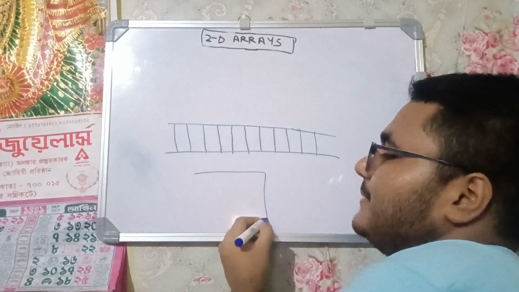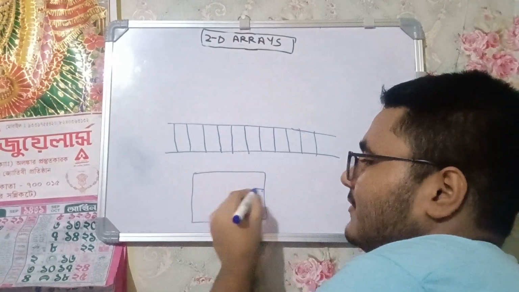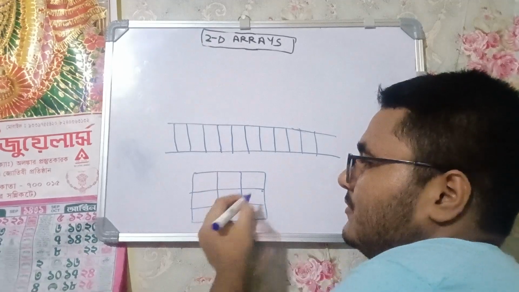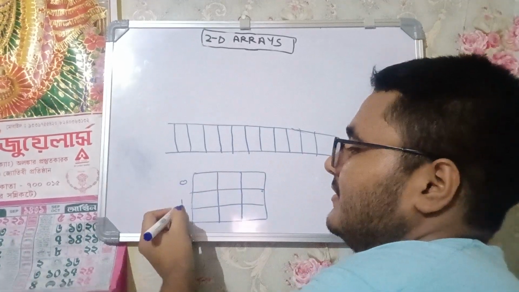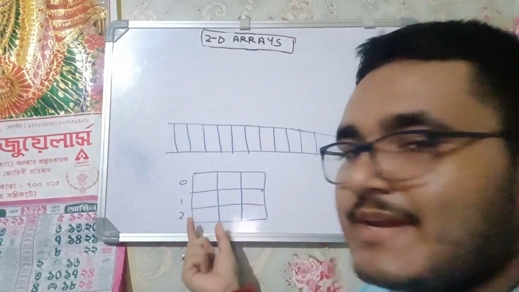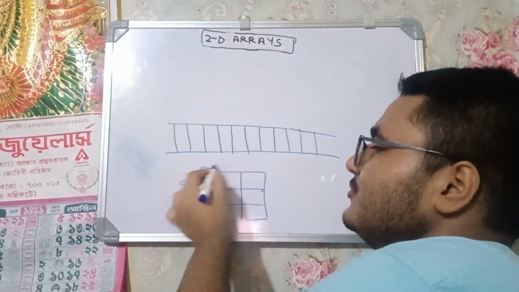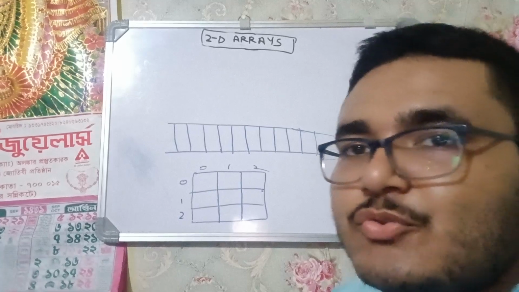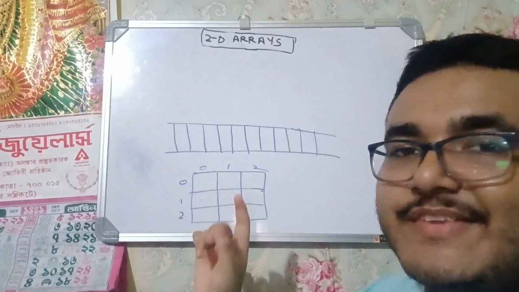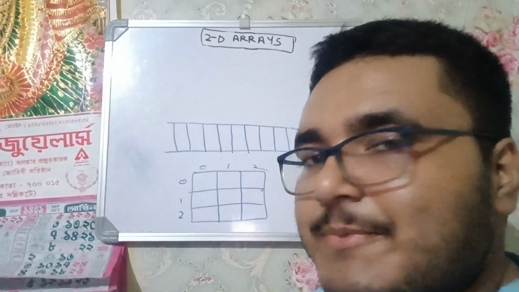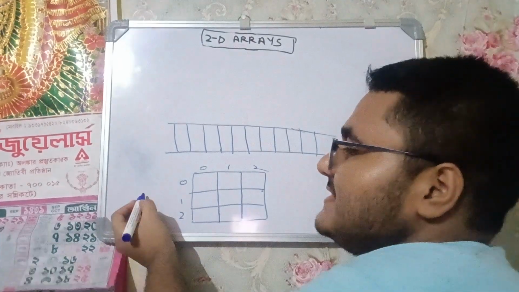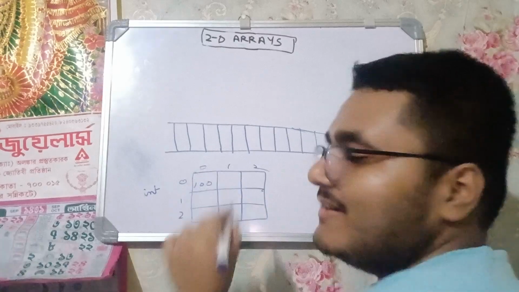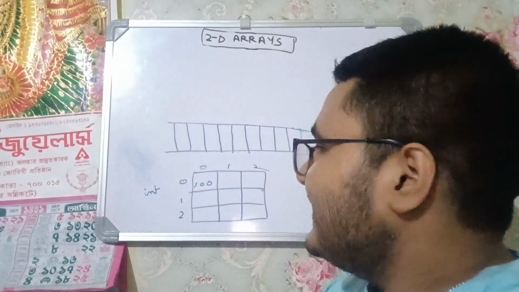Let me draw it a bit bigger. 1, 2, 1. Because see, this is also an array, and similarly here 0, 1, 2. Now guys, what do you think? See, there are memory addresses to represent it. So if this is an integer type, the first cell will be address 100, right?